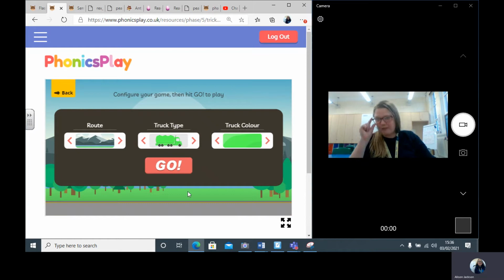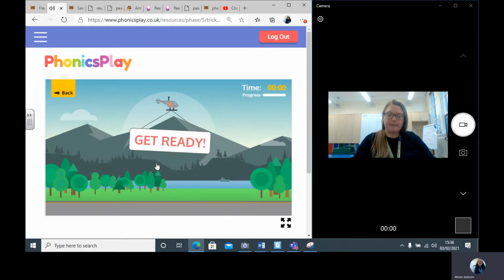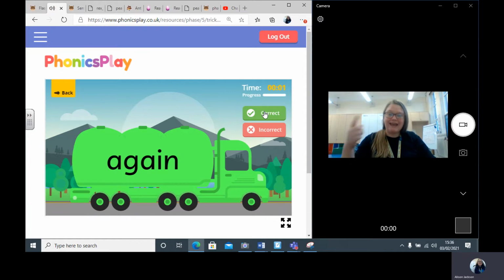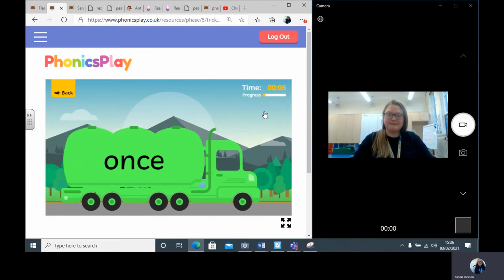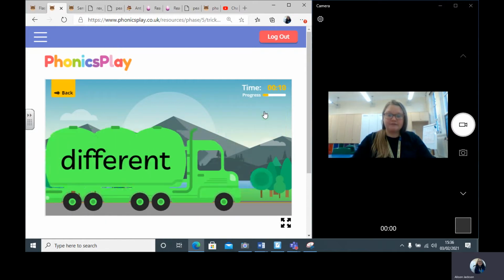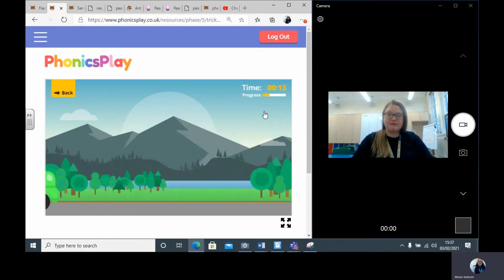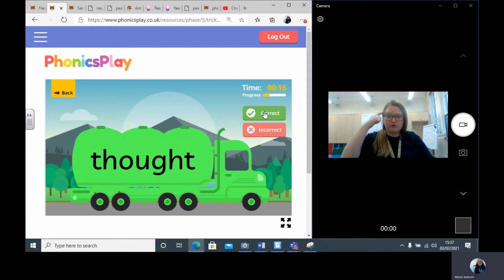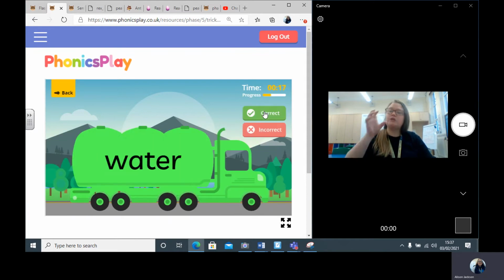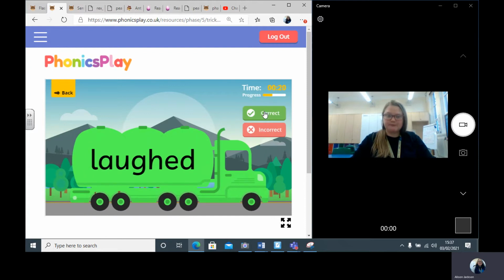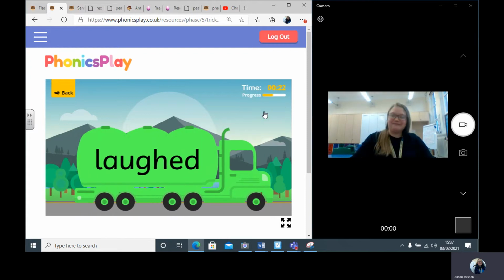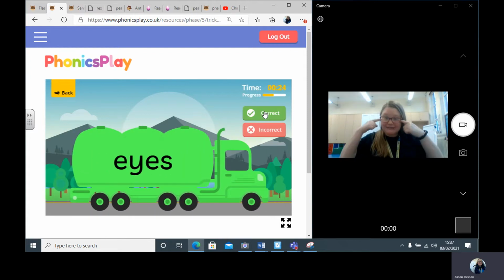This is our 5B phonics now, so it's going to be our 5B tricky words. Off we go. Again. Please. Once. Because. Different. Thought. Water. Laughed. Eyes.